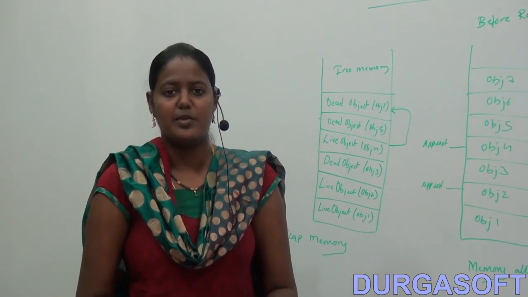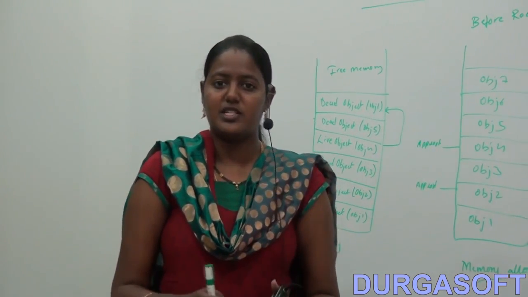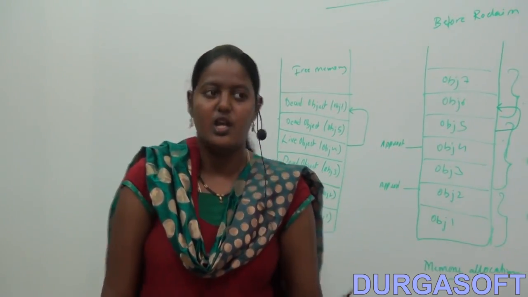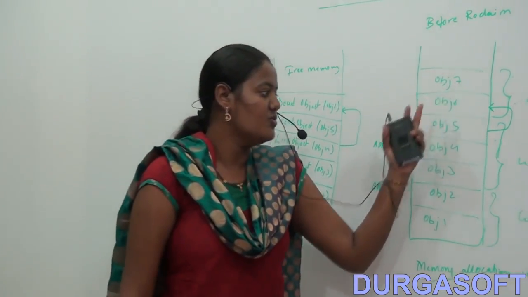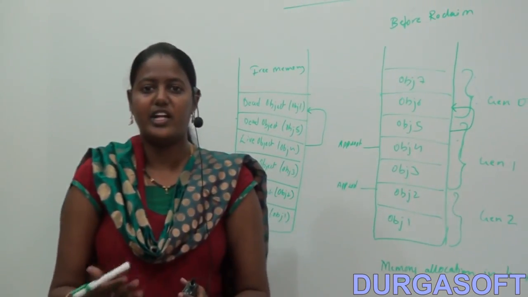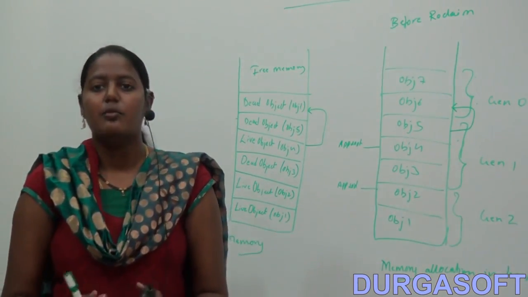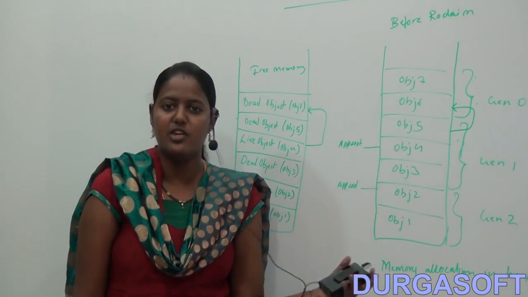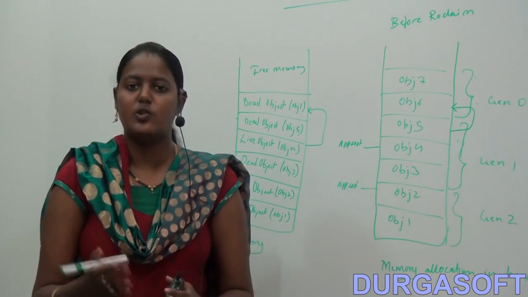In the garbage collector, the heap memory is divided into three generations: generation 0, generation 1 and generation 2. Why do we divide into these three generations? Because searching for unused objects becomes very easy when divided into three generations.